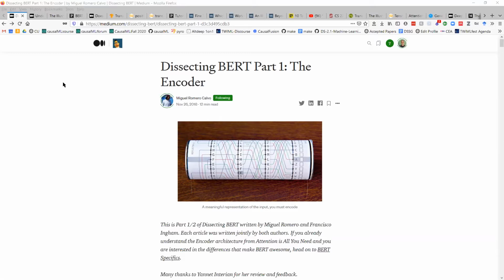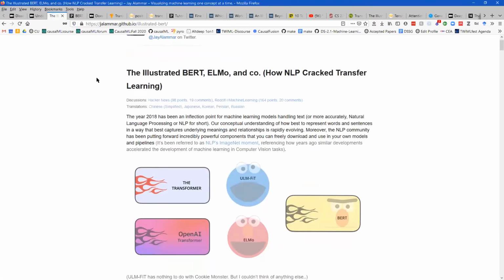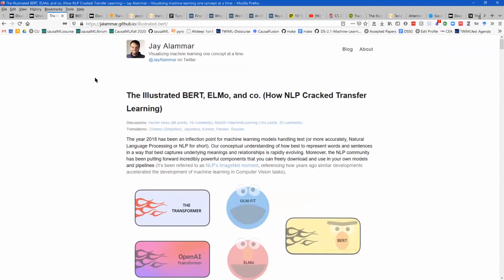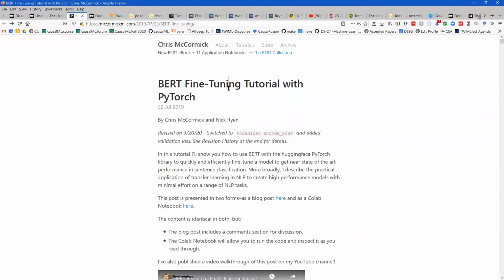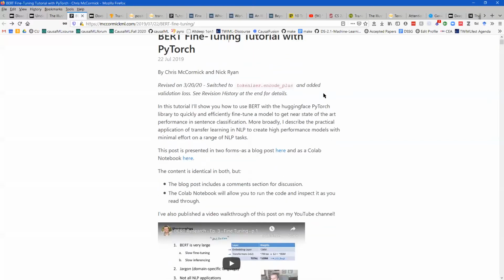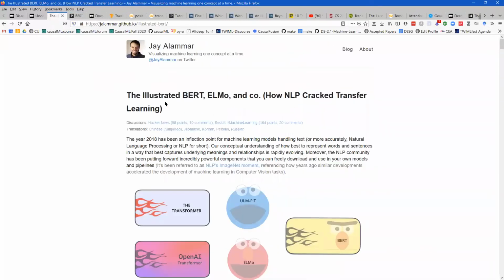This one, we'll cover Jay Alammar's blog, which is a good introduction to BERT. And then next time, hopefully, we'll cover a more hands-on tutorial from Chris McCormick, the BERT fine-tuning tutorial with PyTorch. So that's much more in depth. But the one that we'll cover today is going to be very superficial.